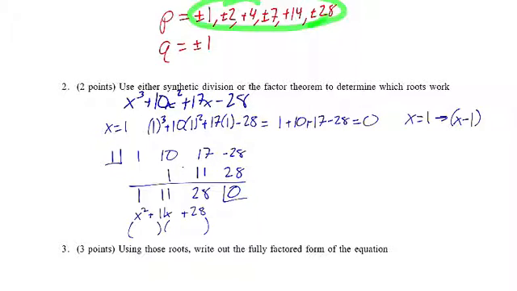So even further, we got to look at x plus blank, two numbers that multiply to 28 and add to 11. That'd be 4 and 7. So our other roots are x equals negative 4 and x equals negative 7.